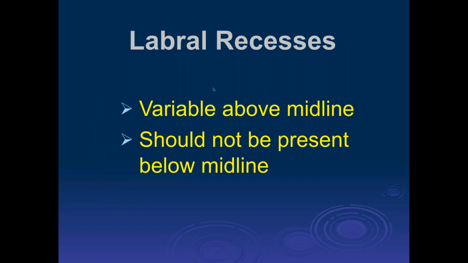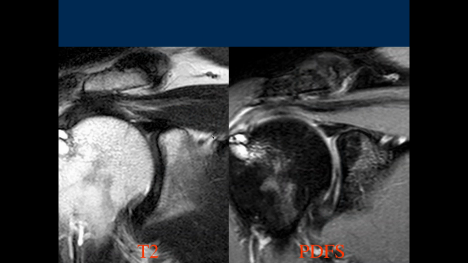So labral recesses, these are somewhat controversial. Most people believe that recesses above the midline, the upper part of the glenoid, can be normal, but they should not be present below the midline. The interesting thing about it is that they're really not present in kids. They don't really develop until teenage years, and so some people believe that they're actually trauma, but most of the time above the midline of the glenoid, they may not be symptomatic or cause any problems. But they're generally above the midline, considered normal variants. So here's a coronal image.